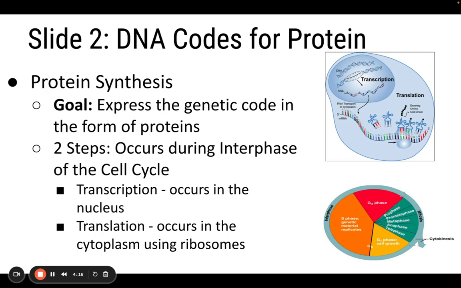There are 2 main steps to protein synthesis. The first one we'll talk about is transcription. And these steps, again, they occur during interphase of the cell cycle because that's when the cell is growing. It's carrying out daily processes, it's where the cell spends most of its life. So it's making the proteins and organelles it needs to function and to maintain homeostasis. So transcription occurs in the nucleus of the cell, and translation will occur in the cytoplasm using ribosomes or rRNA.